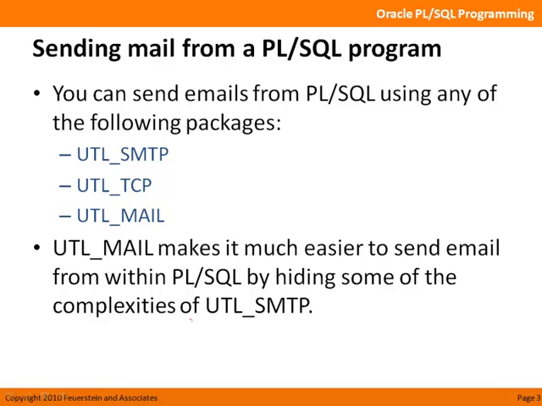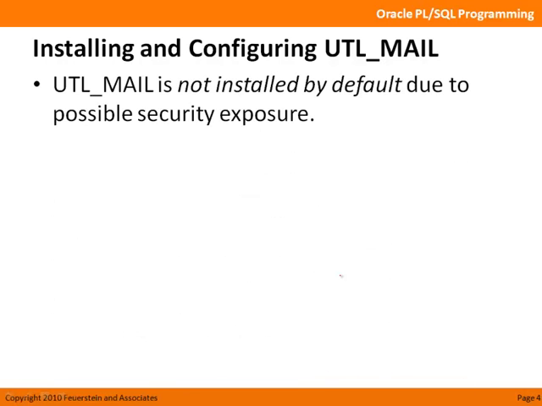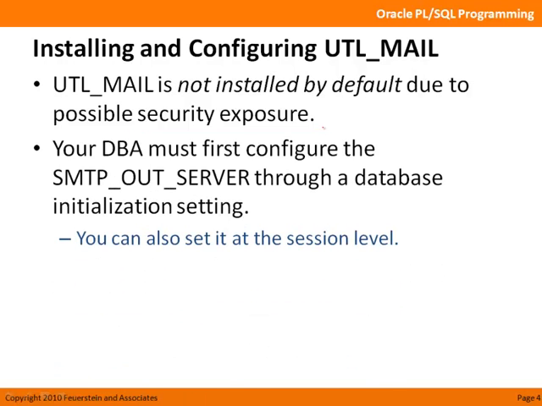It hides a lot of the underlying complexities that you'll encounter with UTL_SMTP or TCP, which are lower level entities for distributed communication. So first of all, UTL_MAIL is not installed by default due to possible security exposures. The DBA has to explicitly go to the trouble of installing UTL_MAIL and making it available. And the DBA must configure the SMTP_OUT_SERVER initialization parameter.